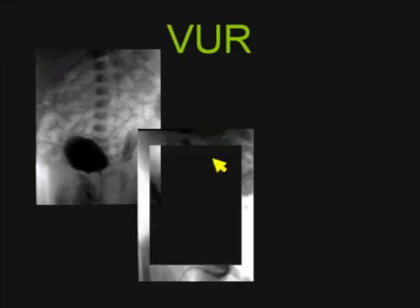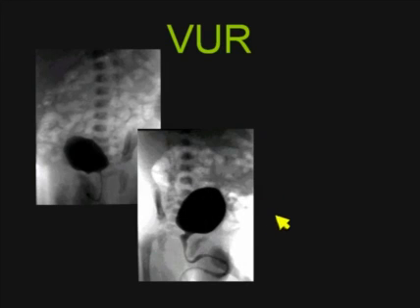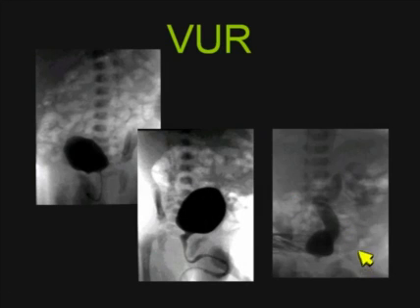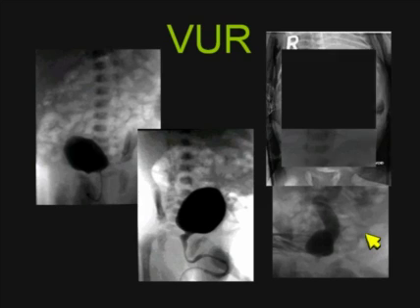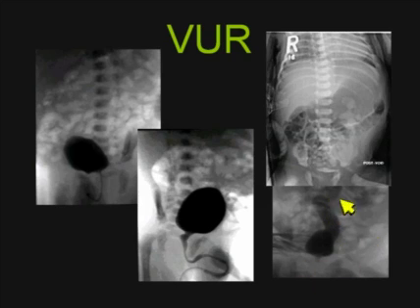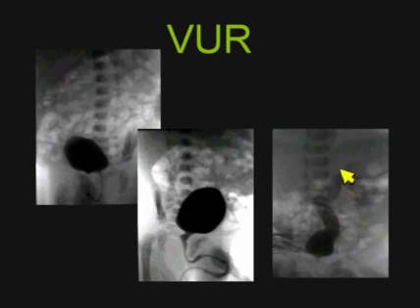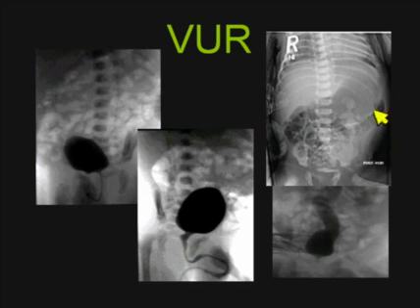VCUG demonstrated that there was no reflux during the filling phase, but as the patient was voiding, it became apparent that there was a large amount of reflux into a very dilated collecting system. And this is the post-void film where there is still residual in this collecting system.